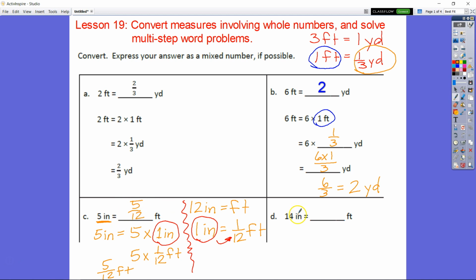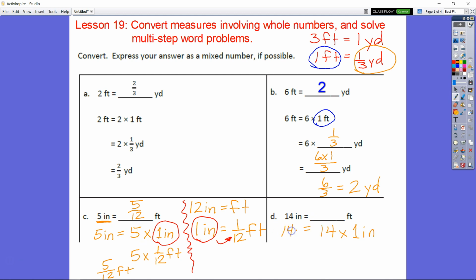All right, same thing here. We can use this same chart. We don't have to rewrite that. We know that 12 inches is equal to 1 foot. So we have 14 inches is equal to how many feet? Well, we know it's going to be 1 whole foot and 2 inches. So let's go ahead and walk through our steps here.